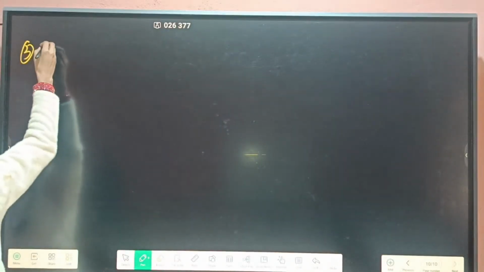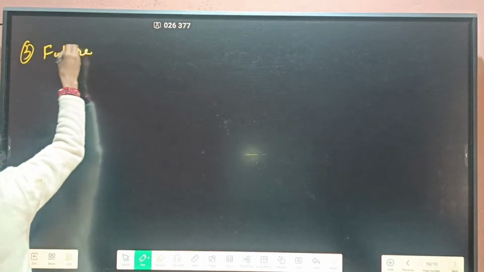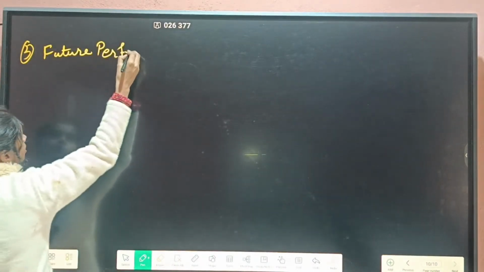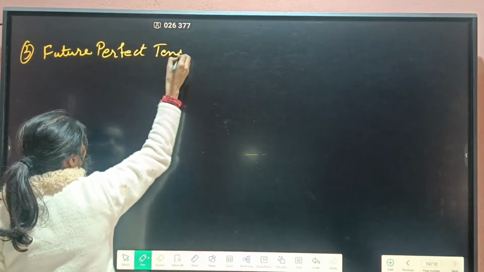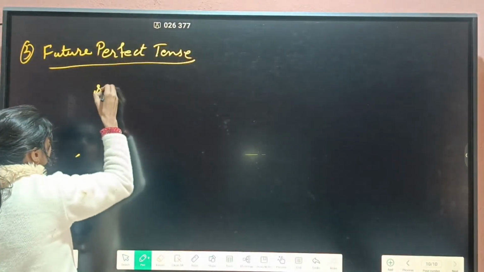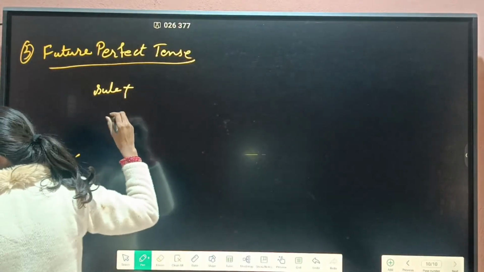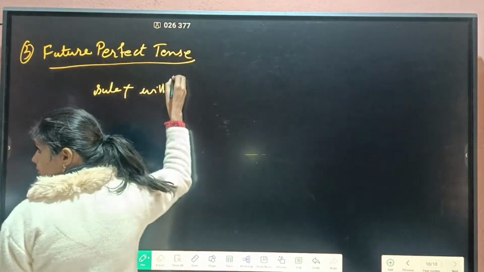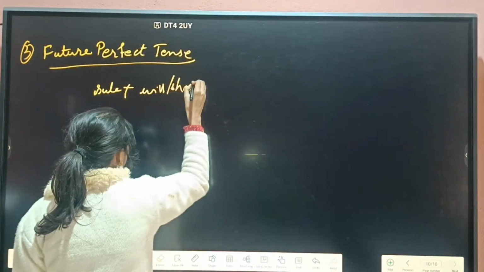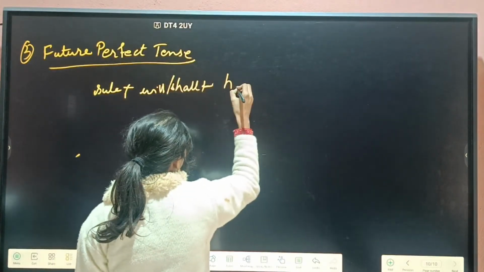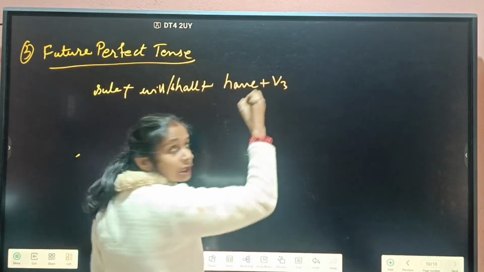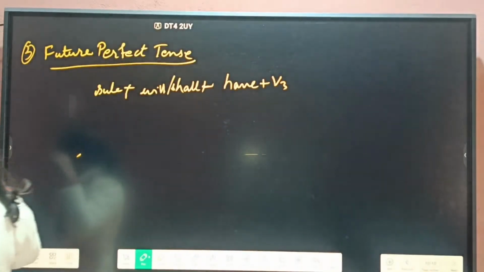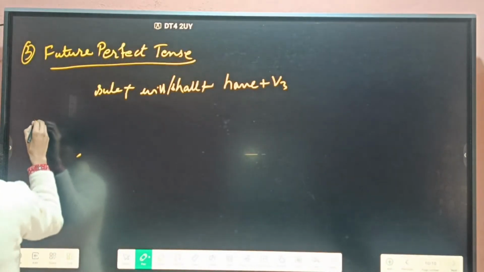Now come to our third one, that we'll talk about: future perfect tense. Subject plus will, shall plus have plus verb third form. Okay, this is our structure. So by this time we can write some examples of it.